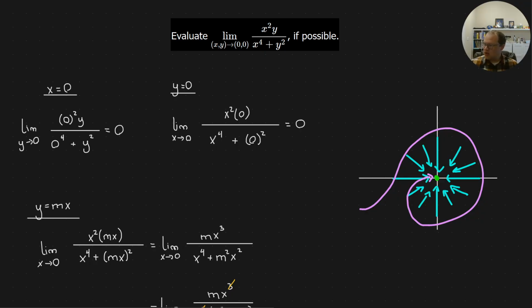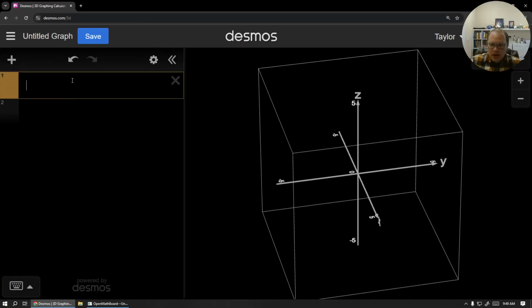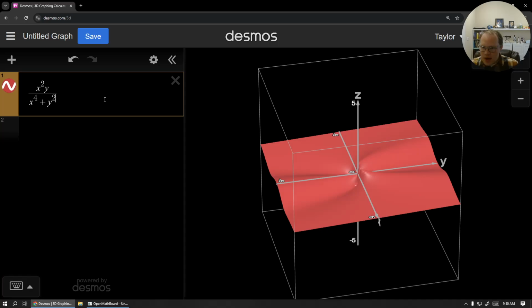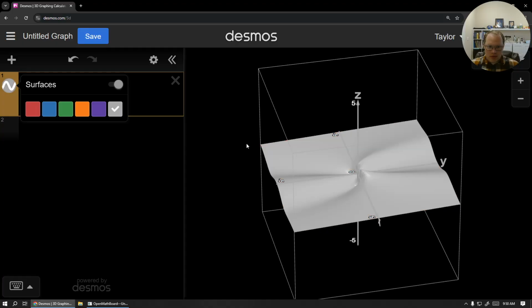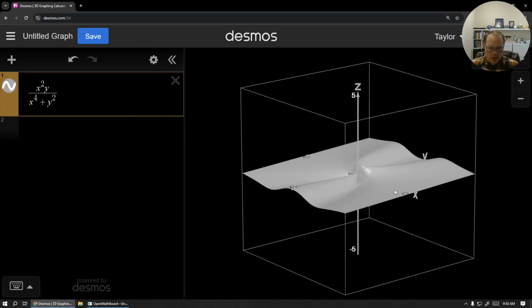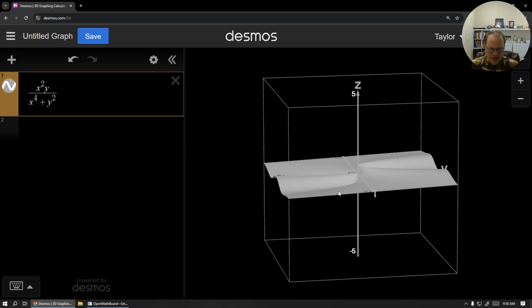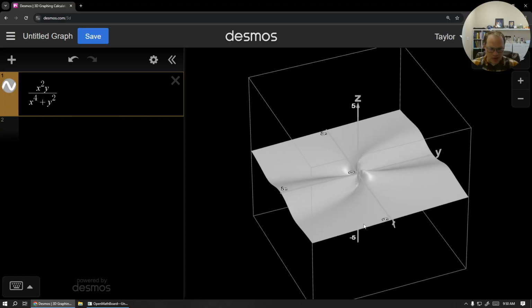Let's go ahead and take a look at this in Desmos. Let me pull the graphing calculator over here. And our particular function is x squared y divided by x to the fourth plus y squared. Okay. And you could almost see the indentations of parabolas, can't you?